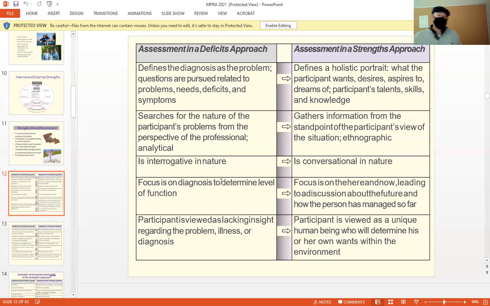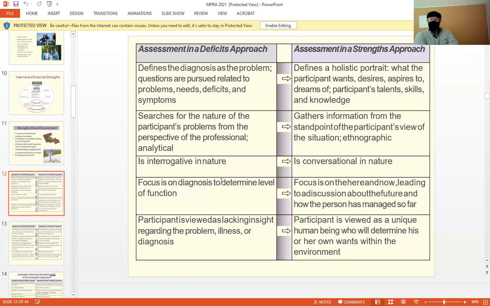With the deficits approach, the focus is on the diagnosis to determine the level of function. With the strengths approach, you're going to focus on the here and now. Where are they right now? It's going to lead to a discussion about the future. Where do we want to get to? Where do we want to be? How have you managed so far? What have you done to cope in the past? What would you like to try? Questions like that are very much more positive in nature.